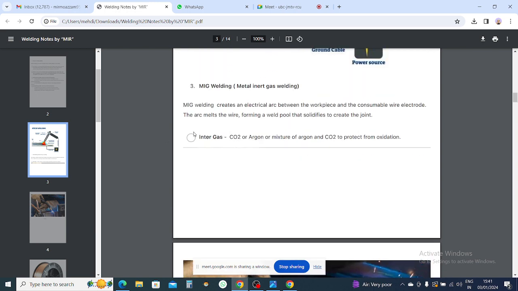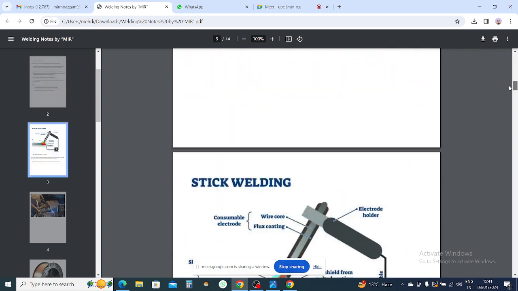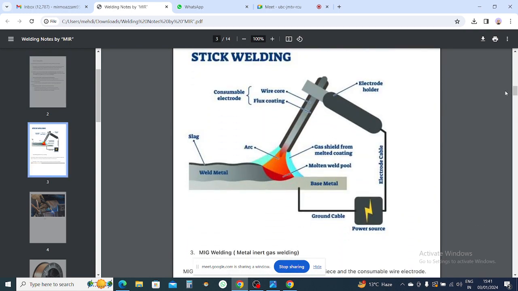Here are two differences. First, in MIG welding we use consumable wire electrodes and an inert gas. What kind of inert gas do we use? CO2 or argon, or a mixture of argon and CO2, to protect from oxidation. In metal arc welding, to protect from oxidation, we have flux and no need for gas. In MIG welding, we use gas, CO2 and argon, or a mixture of CO2 and argon.